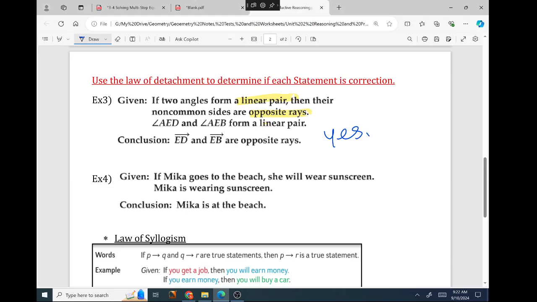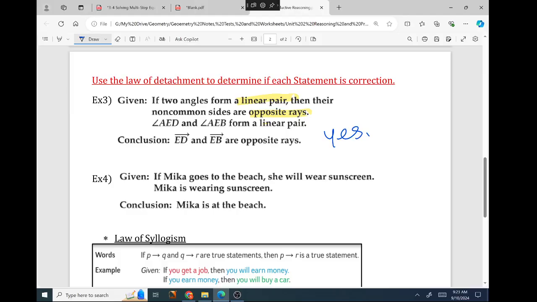Next one's pretty obvious, right? If Micah goes to the beach, she will wear sunscreen. What's the trigger? Goes to the beach, she'll put on sunscreen. Yes? So she's at the beach, so that must be she's wearing sunscreen. Yes or no? No. Yes or no? What do you think? Why not? What's the trigger?